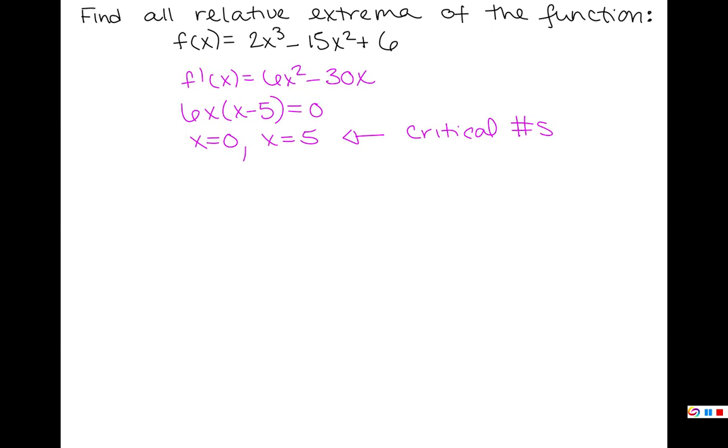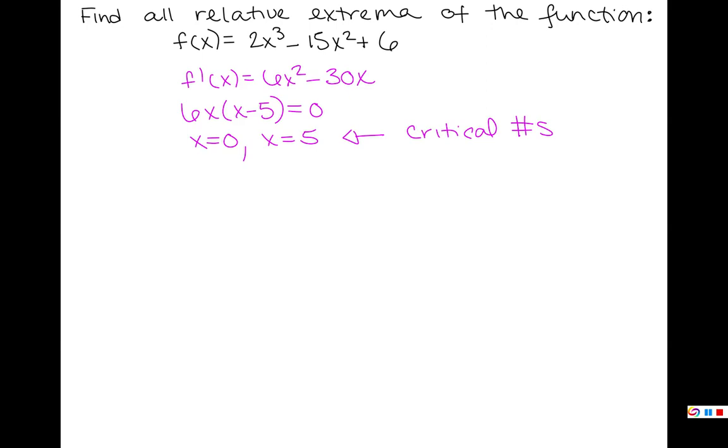Okay, so same steps as before, we're just taking it one step further. So I'm going to find my derivative. I got 6x squared minus 30x. I'm going to set it equal to 0 to find those critical numbers. So I factored out a 6x. I'm left with x minus 5. Set the factors equal to 0. So 0 and 5 are my critical numbers. So that was step 1.